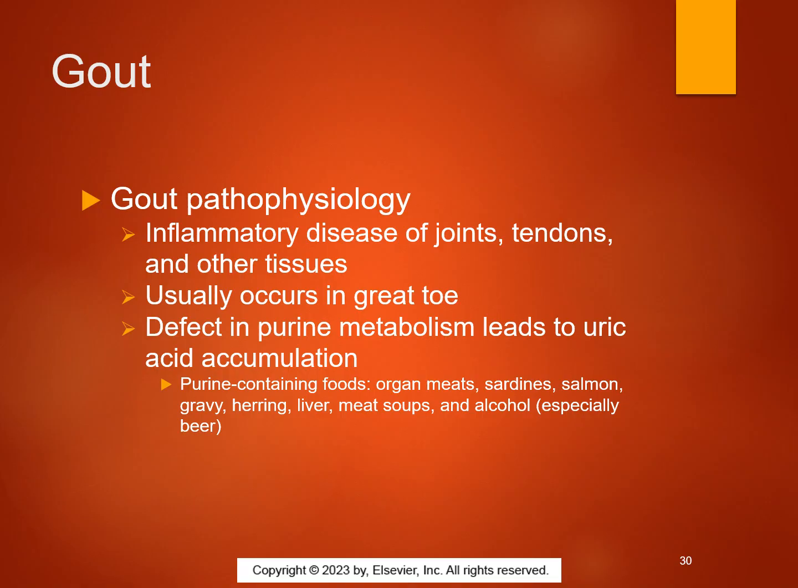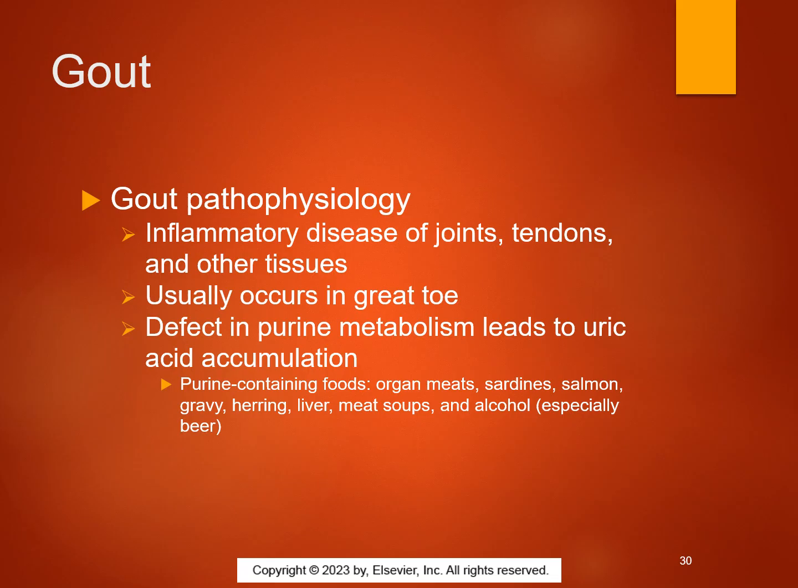Gout pathophysiology. Gout is an inflammatory disease of joints, tendons, and other tissues, and it usually occurs in the great toe. A defect in purine metabolism leads to uric acid accumulation. Purine-containing foods such as organ meats, sardines, salmon, gravy, herring, liver, soups, and alcohol, especially beer, are high risk for gout. It's caused by too much uric acid in the body, and it shows up, like I said, in the big toe.